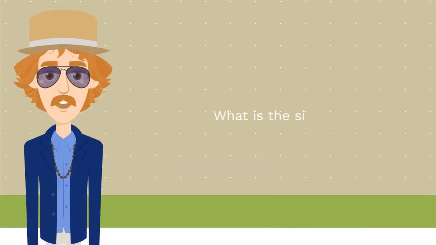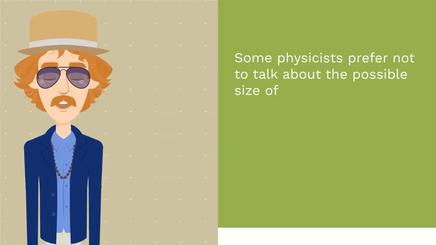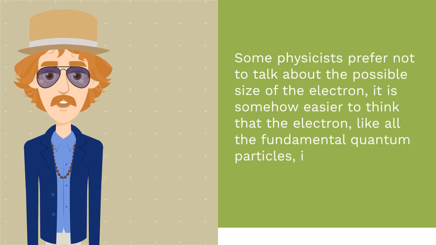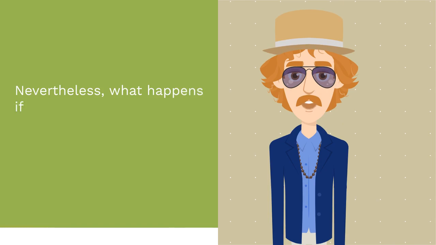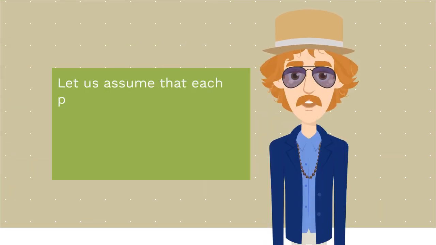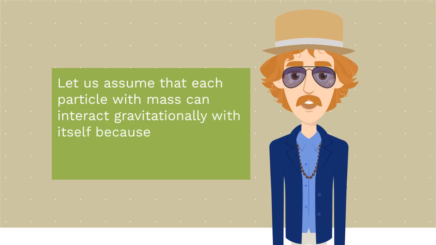What is the size of an electron? Some physicists prefer not to talk about the possible size of the electron. It is somehow easier to think that the electron, like all the fundamental quantum particles, is a mathematical point. Nevertheless, what happens if we assume that all particles, classical and quantum, have a size? Let us assume that each particle with mass can interact gravitationally with itself because each particle with mass, classical and quantum, has a size.